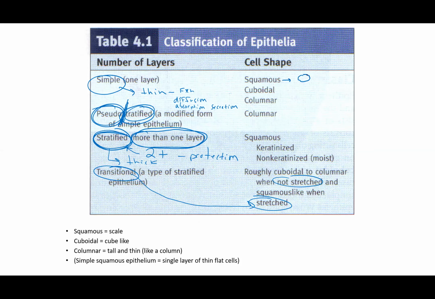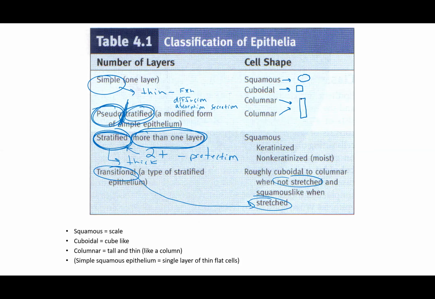If it's shaped like a cube, they call it cuboidal. And if it's shaped like a column, they call it columnar. Okay.